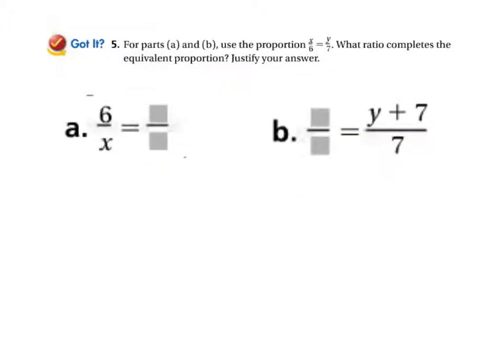Okay, so this one, see if you can figure this out. What would the fraction need to be to keep it equivalent to this one right here? All right, pause the video, you try these two, and then come back to me.